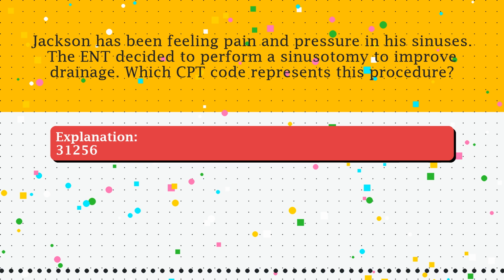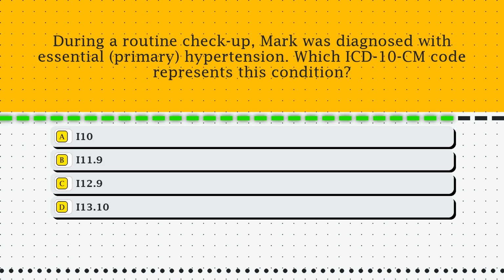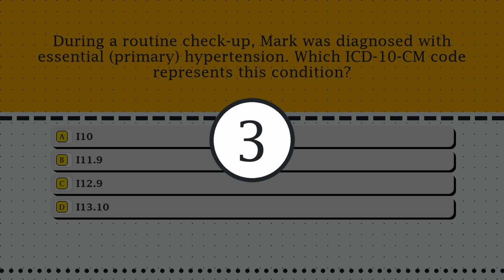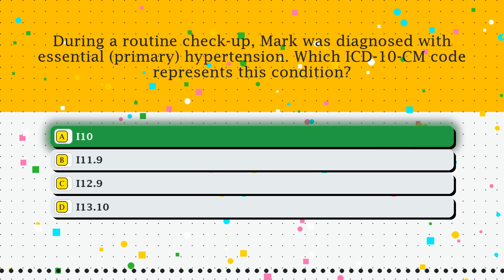Question 203. During a routine checkup, Mark was diagnosed with essential, primary hypertension. Which ICD-10-CM code represents this condition? Option A, I10. Option B, I11.9. Option C, I12.9. Option D, I13.10. The correct answer is option A, I10.